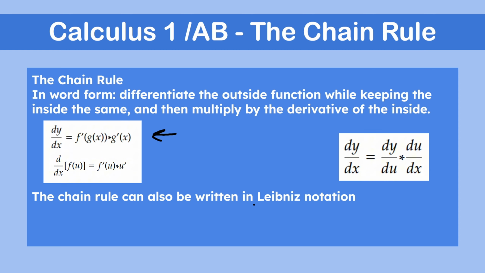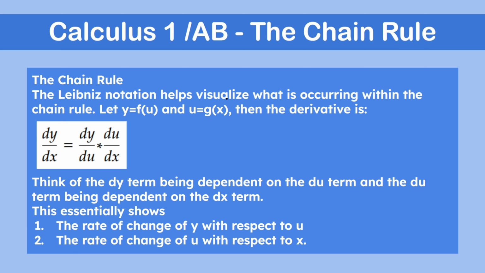And the chain rule can also be written in Leibniz notation. Basically, the derivative of y with respect to x is equal to the derivative of y with respect to u times the derivative of u with respect to x. So essentially, if you have some function f of u, the derivative is equal to the derivative of f of u times the derivative of u with respect to x. Leibniz notation helps us visualize what is occurring within the chain rule.